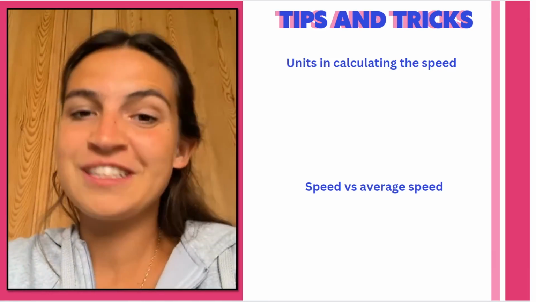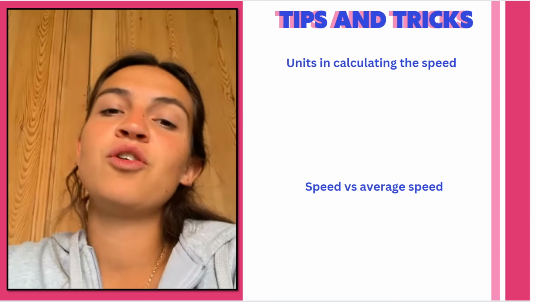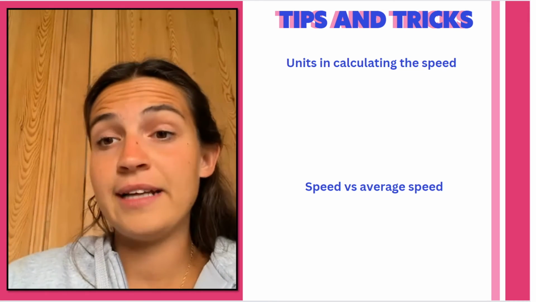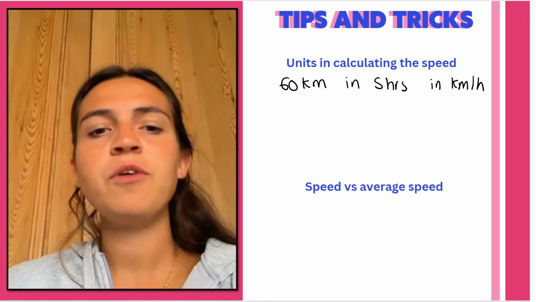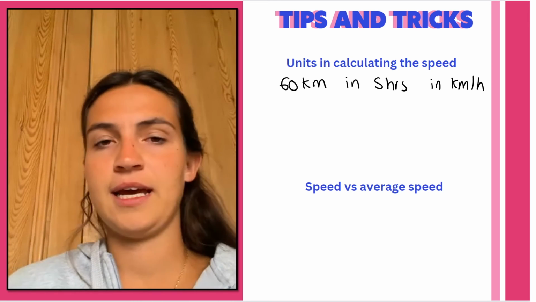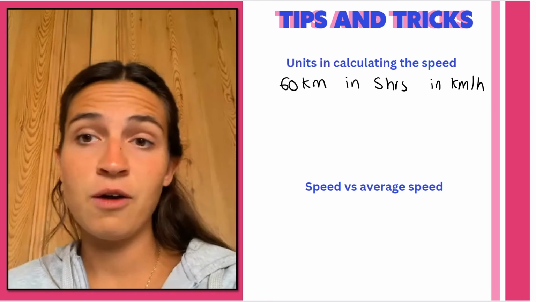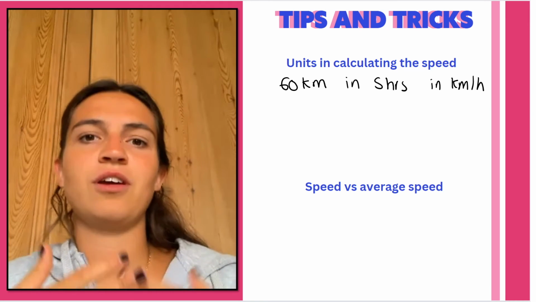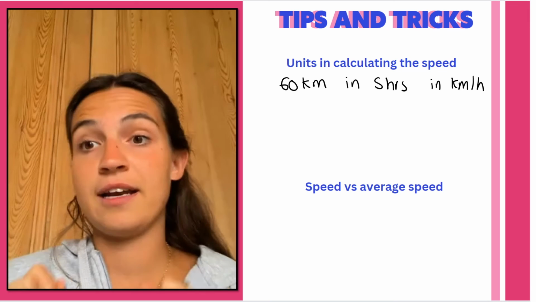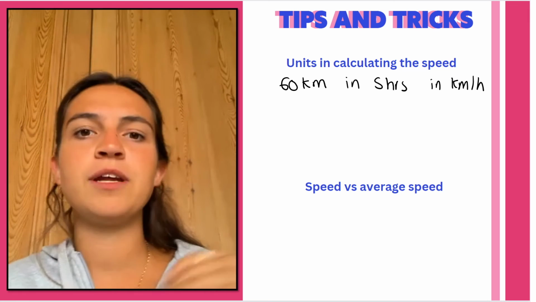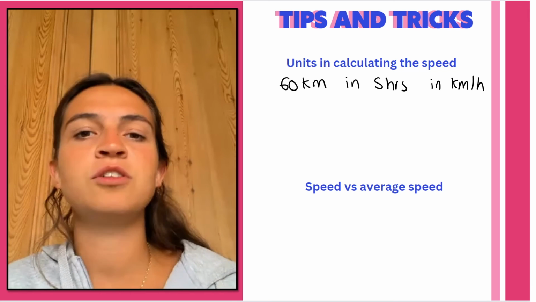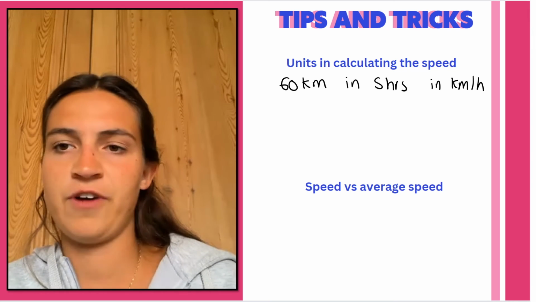Tips and tricks for this section then is your units in calculating your speeds. So for example, if you were asked to calculate a speed in kilometers per hour and they'd given you your distance in kilometers and your time in hours, then there's no need to convert. You don't need to put it in meters and into seconds. You can just divide 60 by 5.